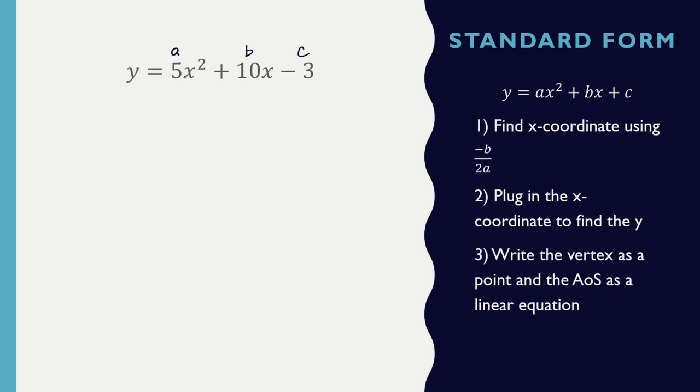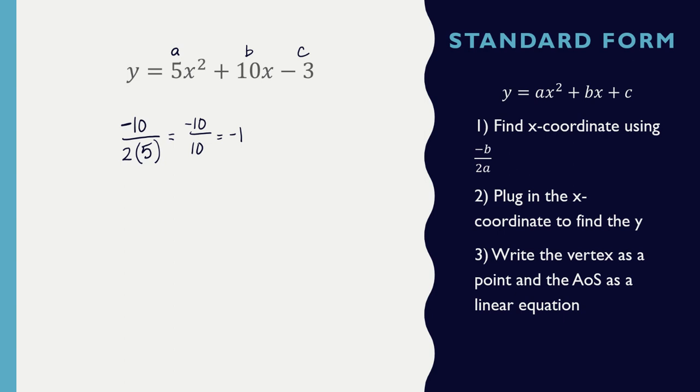We can find some different things. So the first thing we can find is our axis of symmetry and our vertex, okay? We do those by finding the x-coordinate, and we use the formula -b/(2a). So we're going to take our b value, which is 10, and make it negative. And then we're going to multiply 2 times our a value, which in this case is 5. We're going to simplify that, and we get -10/10, which is -1.